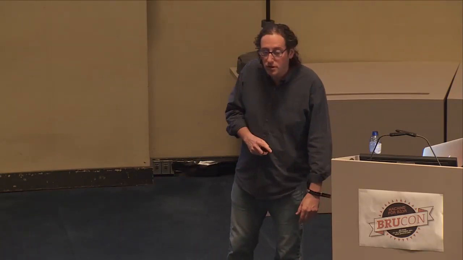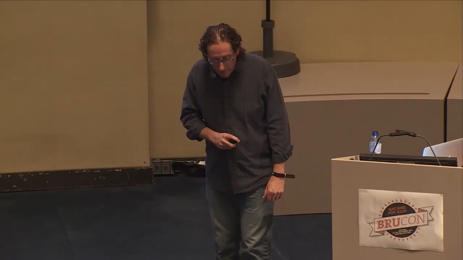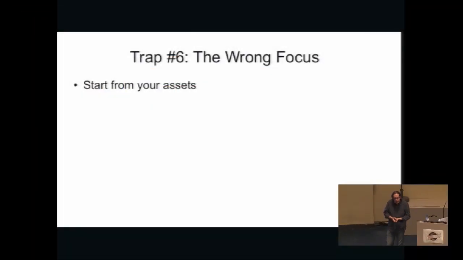And the first focus that I think is wrong, and I think it's wrong because, and I'll explain why, is to start from assets. And starting from assets seems so logical that it's hard to argue with. If you don't have any assets, why would you be threat modeling? If you don't have anything to protect, why go through this exercise, right?